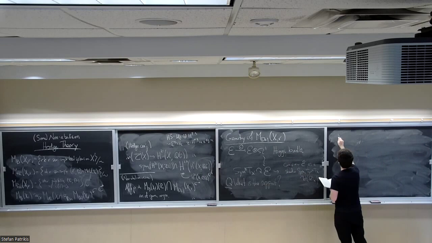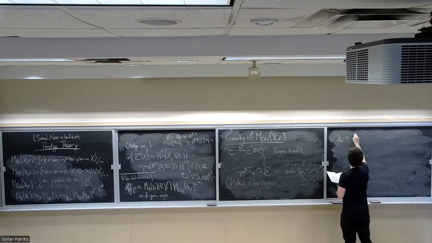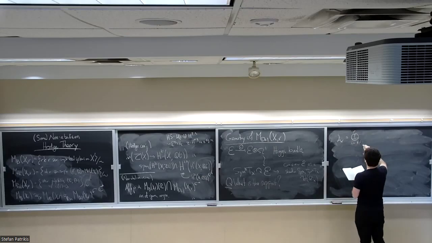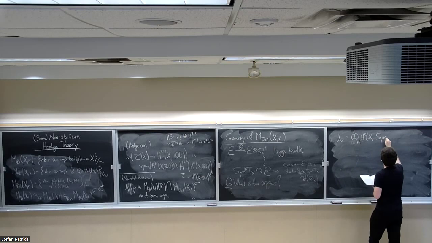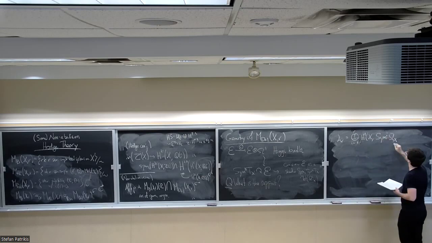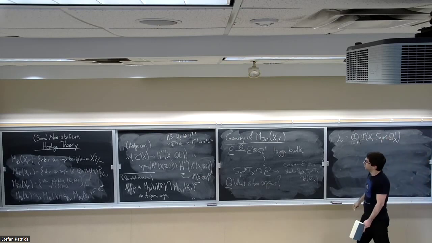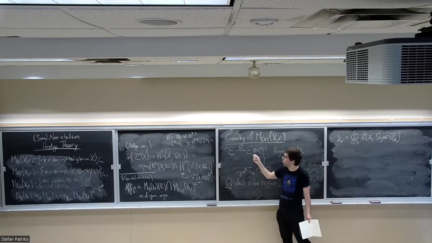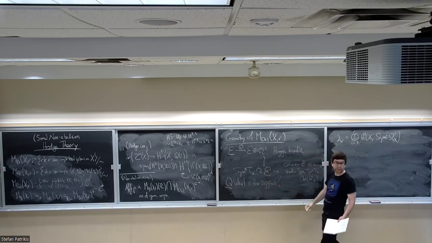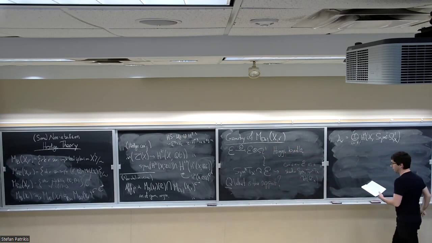So maybe let me make a definition. A_R is the direct sum from i equals 1 to R of H0 of X with coefficients in Sym^i omega X. So if you have a map like this, the coefficients of the characteristic polynomial are going to be valued in the symmetric powers of omega. So let me explain that now.